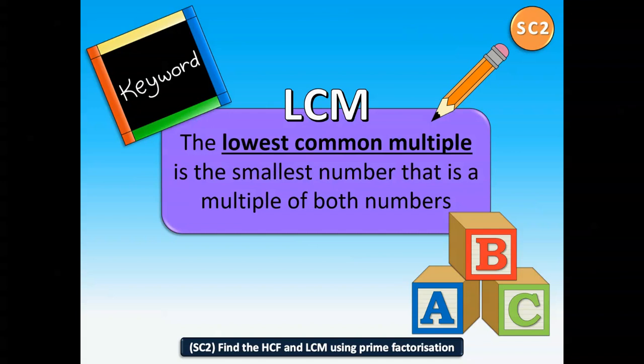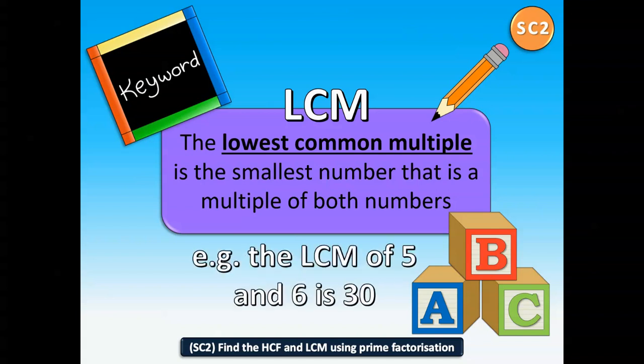LCM stands for lowest common multiple, and this is the smallest number that is a multiple of both numbers. So for example, the lowest common multiple of 5 and 6 is 30, because 30 is the smallest multiple of 5 and 6.